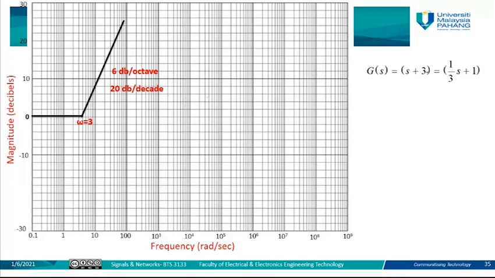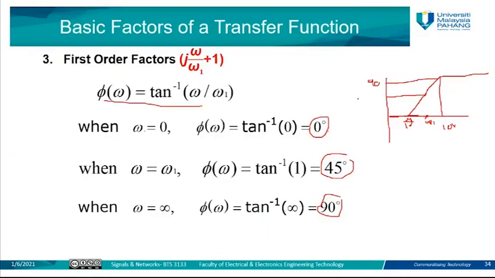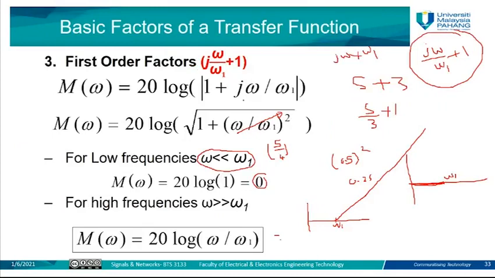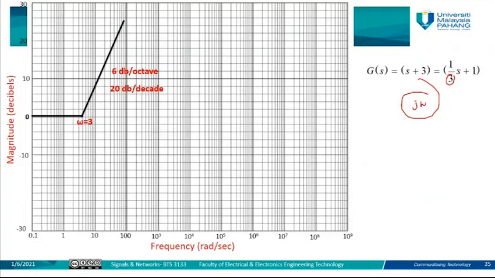For example, you have s plus 3. So it becomes s over 3 plus 1, or omega over 3 plus 1, or j omega over 3 plus 1. All the same. Either say s or j omega, but usually for frequency response, the representation comes with the j omega value. In this case, what is the value of omega 1? It is 3, because this is the formula: omega over omega 1, that means j omega over omega 1 plus 1. So our case is omega over 3 plus 1, so the value of omega 1 is equal to 3.